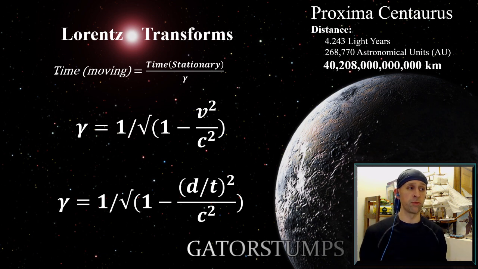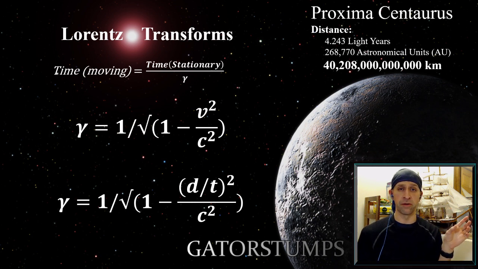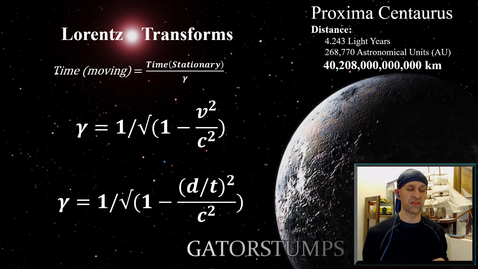So you have the time moving and the time stationary divided by gamma. Well, what's gamma? Gamma is just a number, and that number is determined by 1 divided by the square root of 1 minus velocity squared divided by c squared, which is blah, blah, blah, blah. You can see that hurts. I get that. I totally understand.